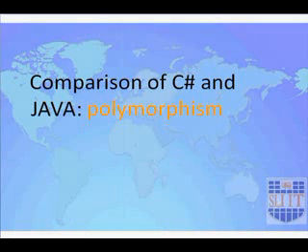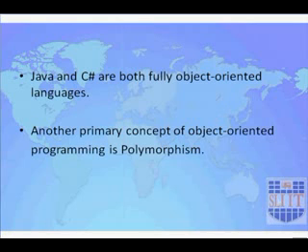Comparison of C# and Java. Polymorphism. Java and C# are both fully object-oriented languages. Another primary concept of object-oriented programming is polymorphism.